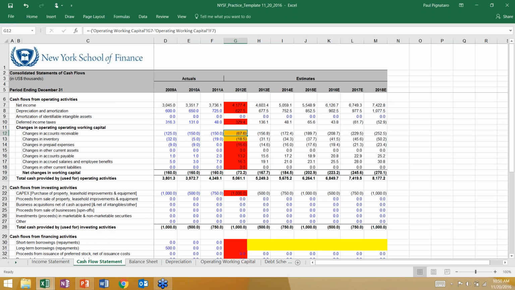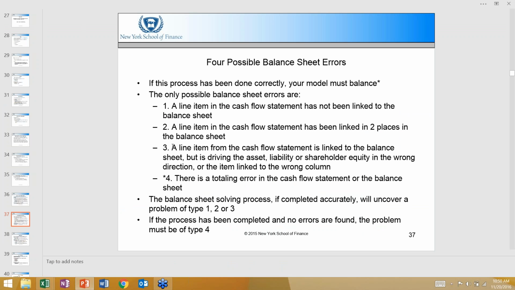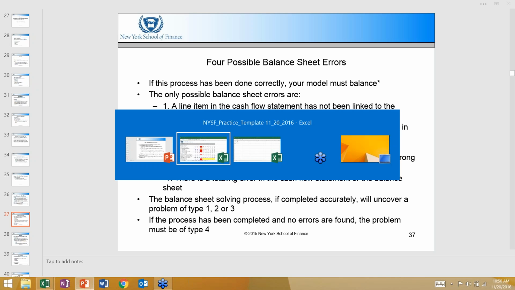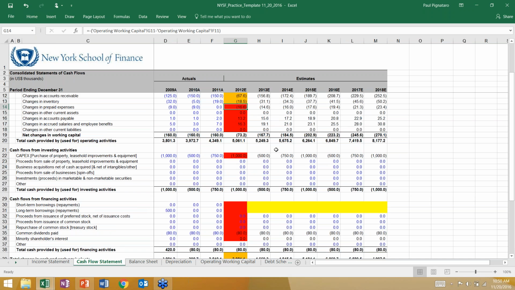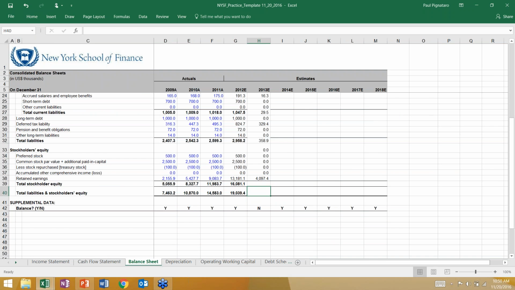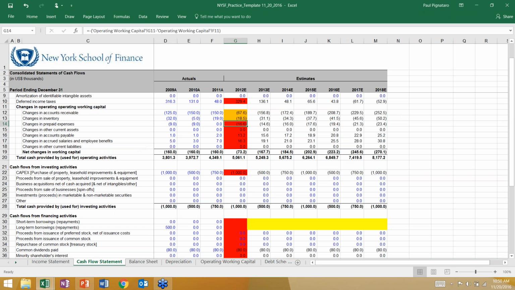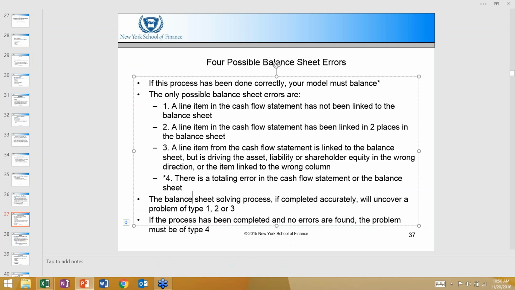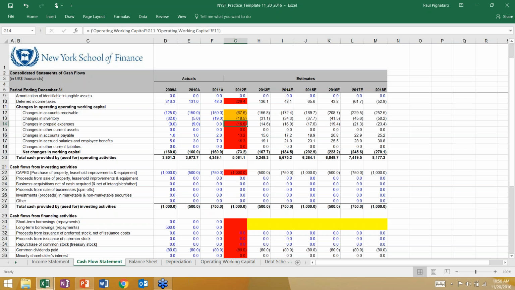If you've gone through and you realize the numbers didn't match, or the numbers were increasing when they should have been decreasing, or vice versa, just like the problem we just uncovered, that's a problem of type 3. The line item is driving the cash flow statement, but it's going the wrong way. And then there's a possible fourth. There's a possibility that you've checked out the line items one by one, everything is highlighted once and only one time, everything checks out and it still doesn't balance. If that's the case, then you know there's a totaling error somewhere. That is hands down the only thing that could be wrong with the model.